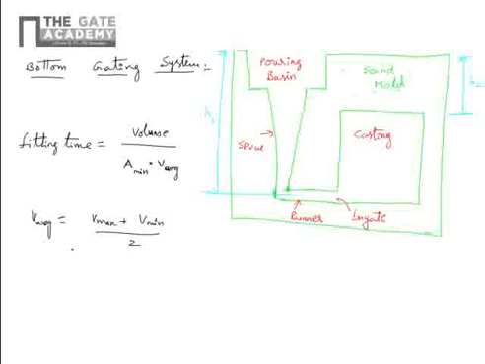This is one way of solving the problem. It's not always the same; sometimes there are different methods, and this is one method. V average equals V max plus V minimum by 2. V max equals root 2 g h1. V minimum equals root 2 g h2.